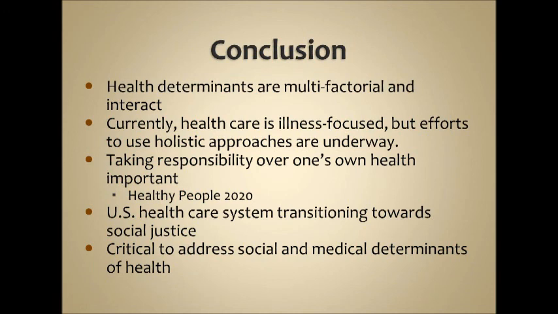In the end, health determinants are multifactorial and they all interact. And currently our healthcare in the United States is really illness focused, but efforts are in place to use holistic approaches. We are going to try to use the primary care model to approach people as holistic individuals, and care more about their quality of health than just the quality of our medical procedures. We are taking responsibility over our own health, which is important. But we as the United States are also trying to take responsibility over everybody's health by shooting for Healthy People 2020. The U.S. healthcare system is transitioning towards social justice, and it is critical to address social and medical determinants of health in order to get to a healthier population.